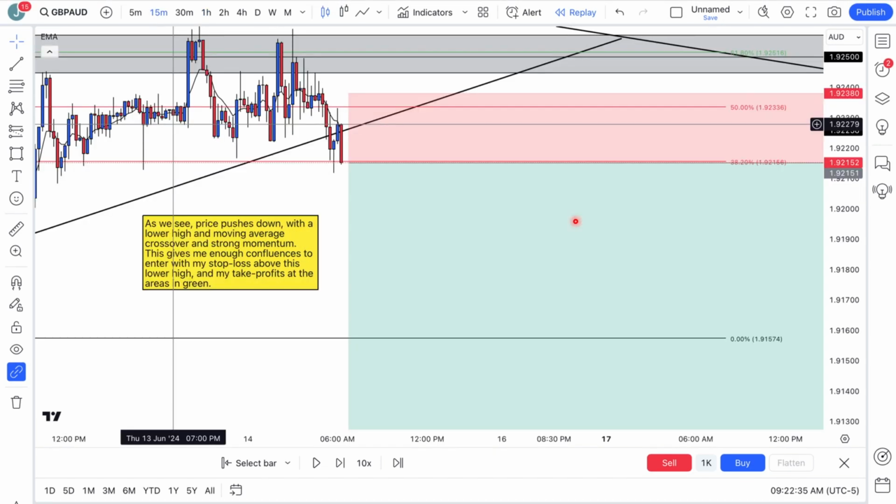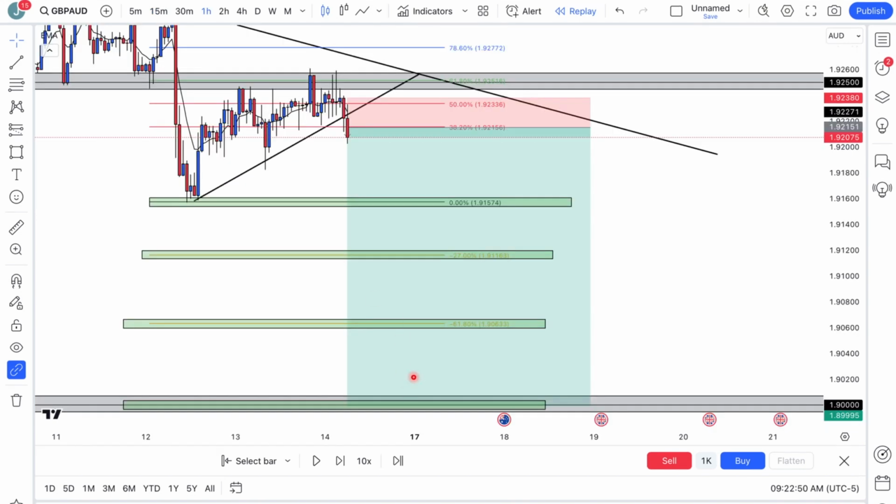So as we see, price pushes down with the lower high and the moving average crossover and strong momentum. So we see the strong bearish momentum. This gives us enough confluence to enter with my stop loss above this lower high right here and my take profits at the areas in green. You can see here. Take profit 1, 2, 3, and 4.